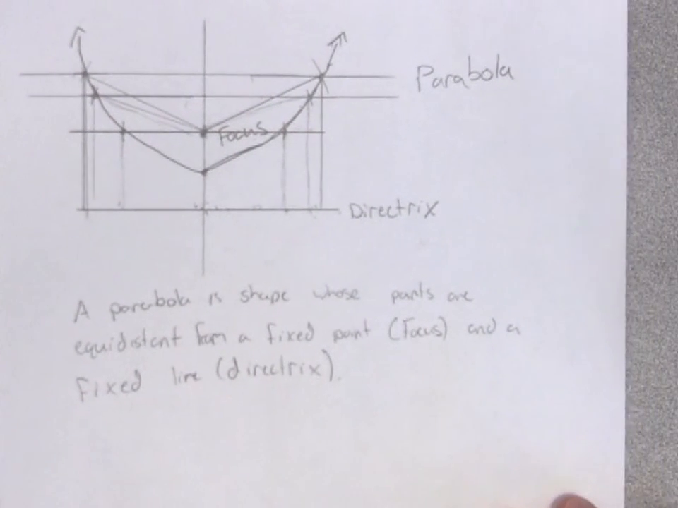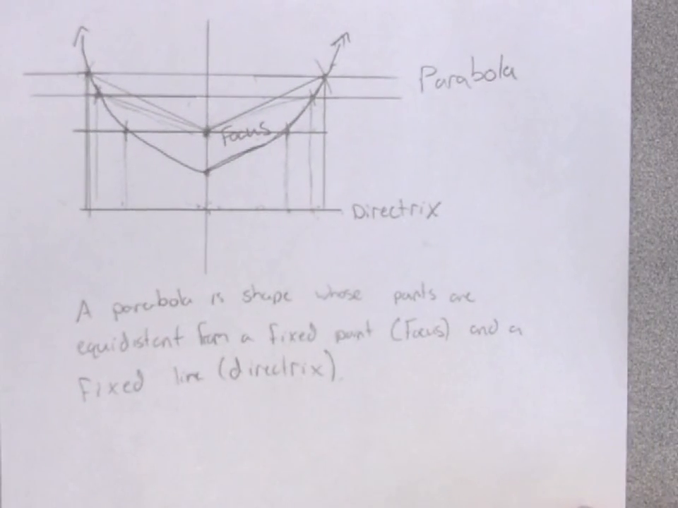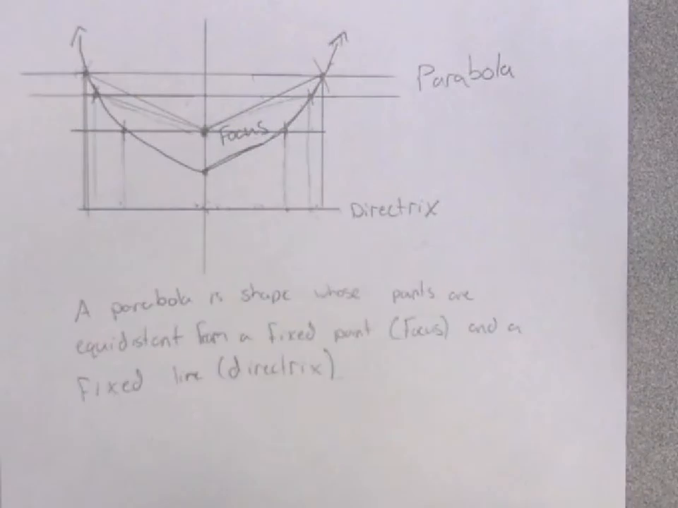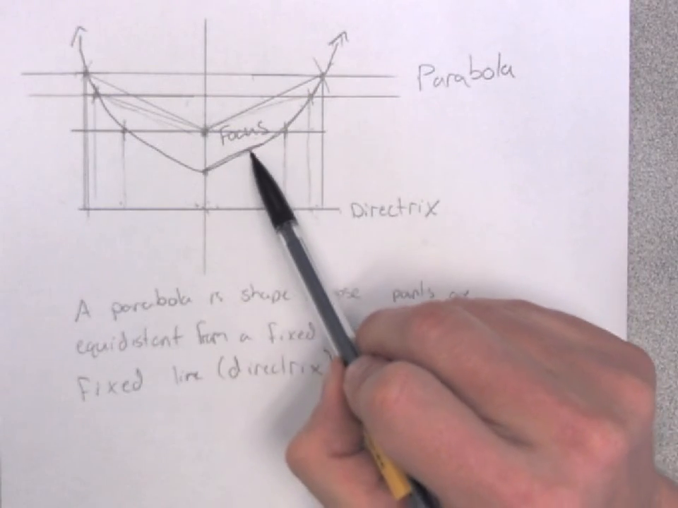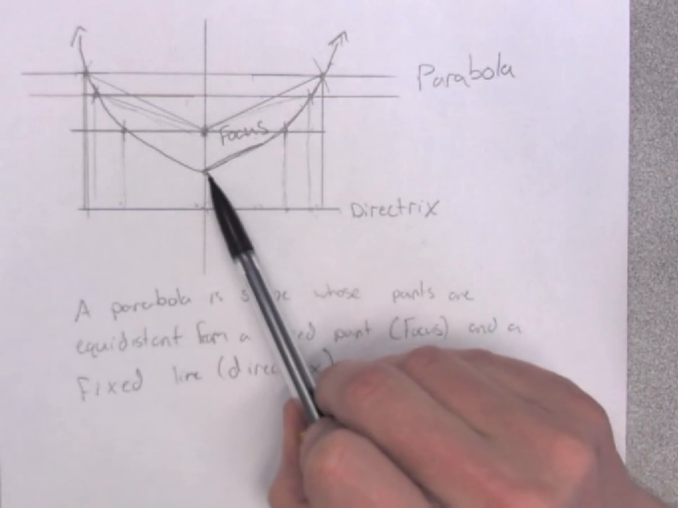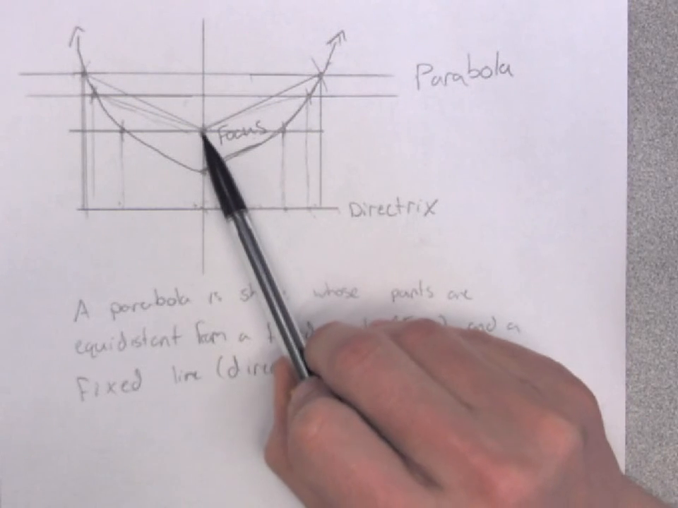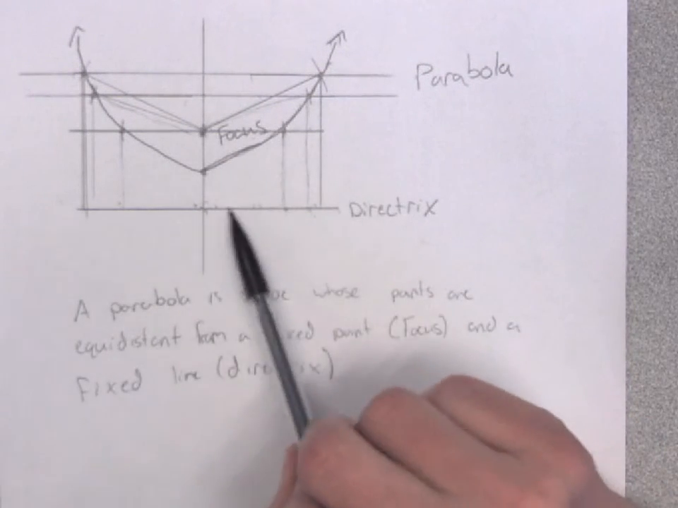So, kind of a quick construction of a parabola. And again, the important idea is that a parabola is a set of points that are equidistant from a focus point and a directrix, which is a line.